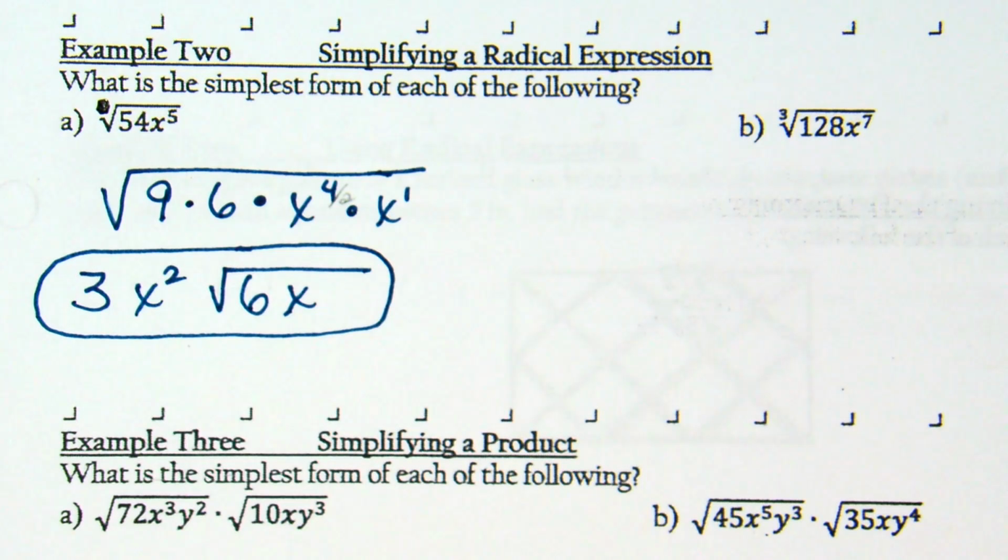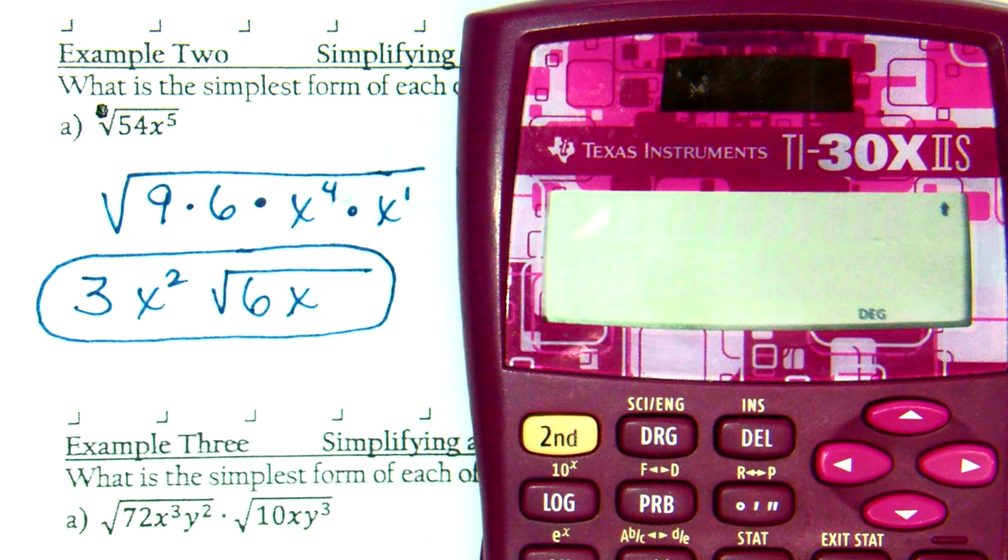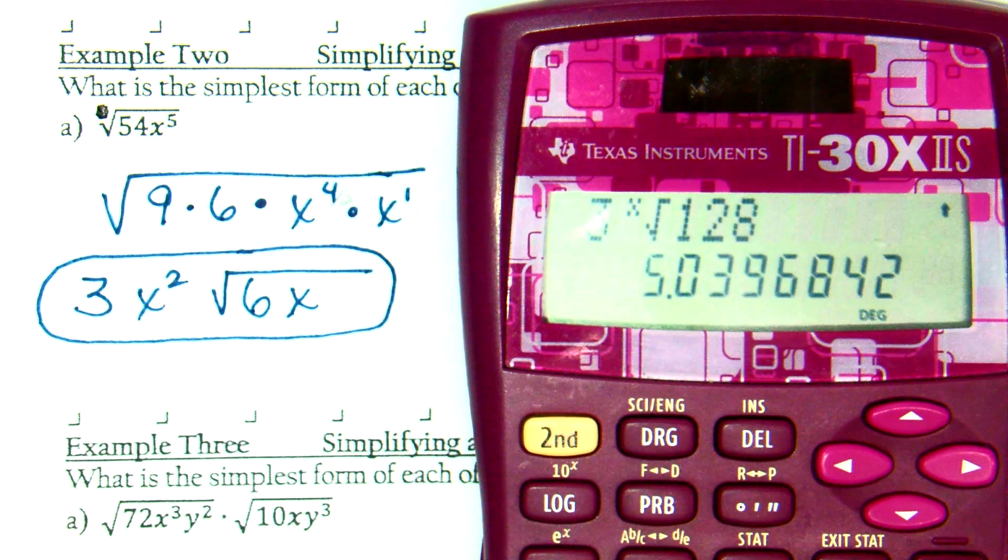Okay? So B, the cube root of 128 x to the 7th. One of the first things I would always check, is 128 a perfect cube? And this is a day you're going to want your calculator by your side. Okay, so 128 is not a perfect cube. So, just like with the square roots, we have to figure out perfect cube roots that we can pull out.